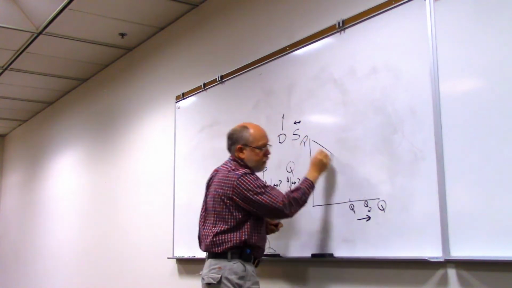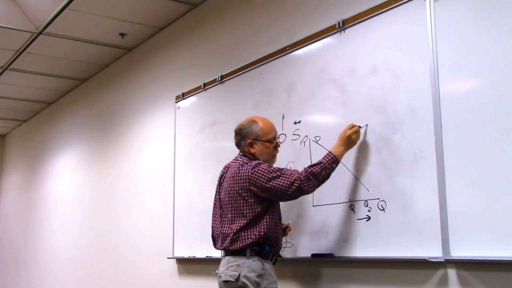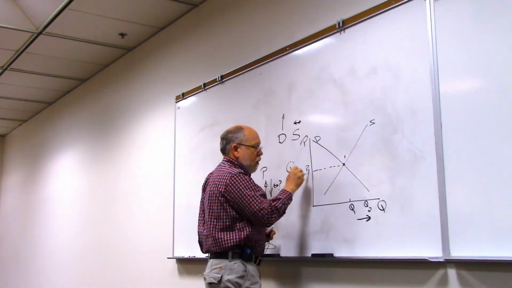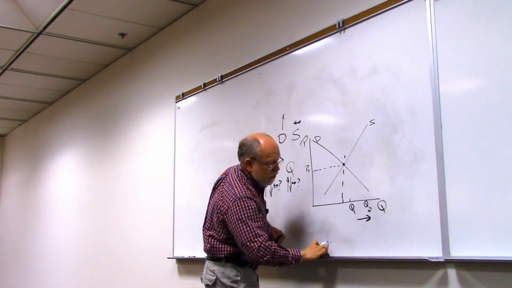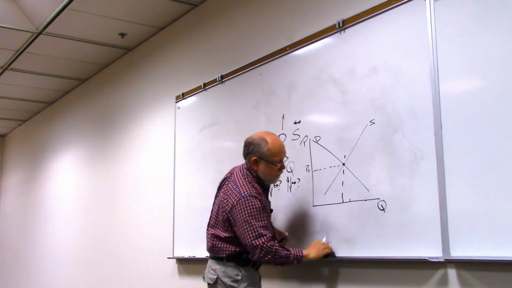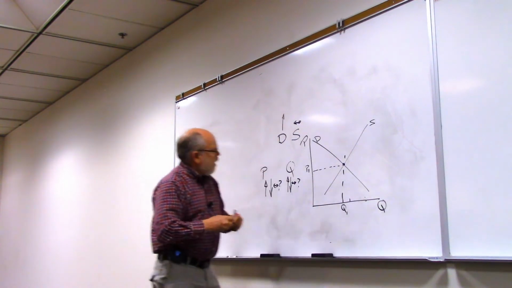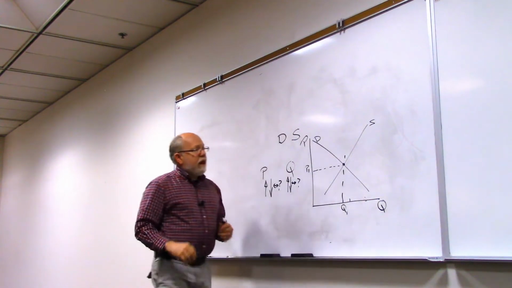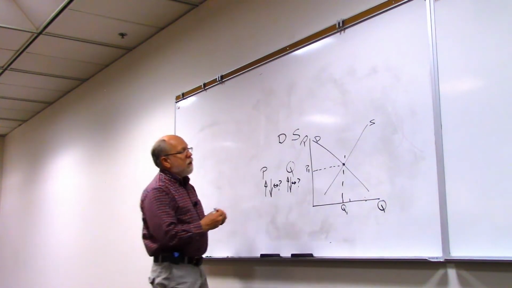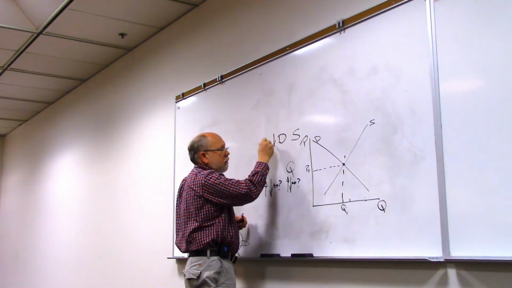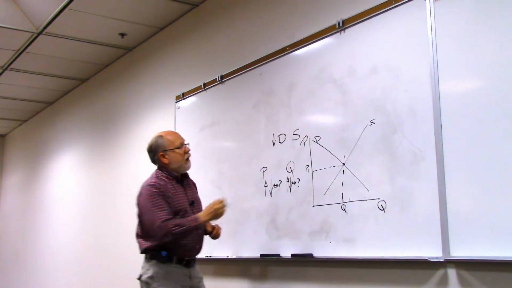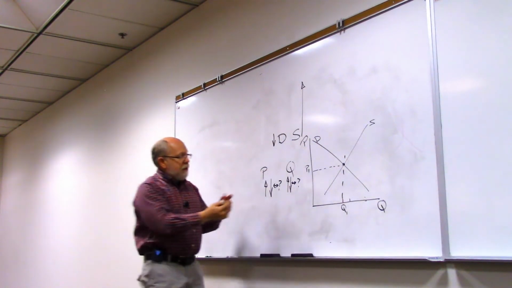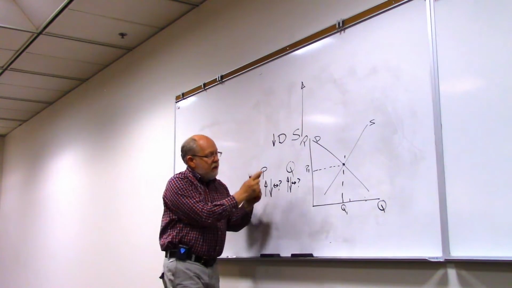What do we do first? Demand curve, supply curve, call that point 1. We have a P1. We have a Q1. And let's change what's going on here. Let's say that demand goes down a little and supply goes up a lot. What's going to happen to the equilibrium price and the equilibrium quantity?